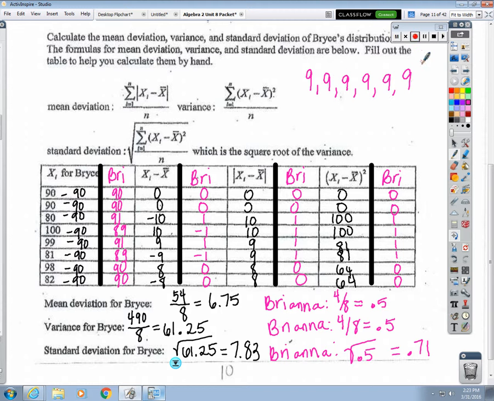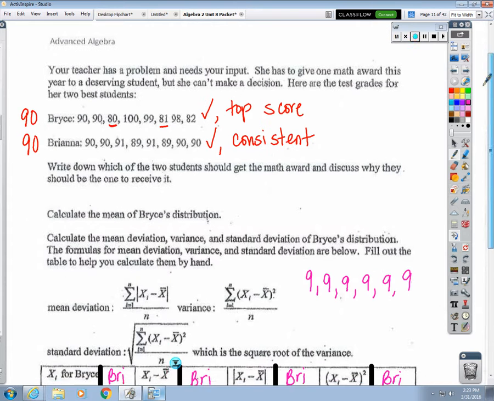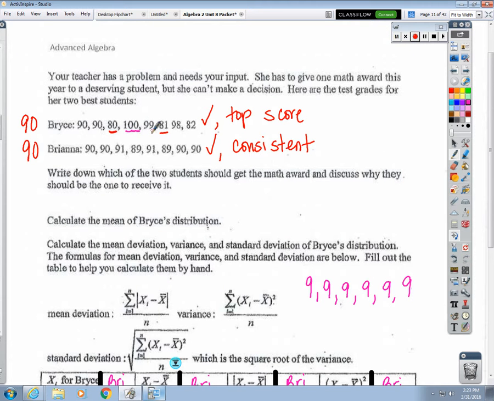Okay, now, when it comes to deciding who gets the award, it's really more complicated than just looking at it numerically, because it's really about the teacher and what their preference is. Do they prefer consistency, or are they looking for the one who made the top scores? That's really hard to say because Bryce did have a few really great grades, but then he had a few that were way lower than hers. So it really is just the opinion of the teacher, and of course other factors would come into play too, like behavior, stuff like that. I would probably go with Brianna. I like consistency.